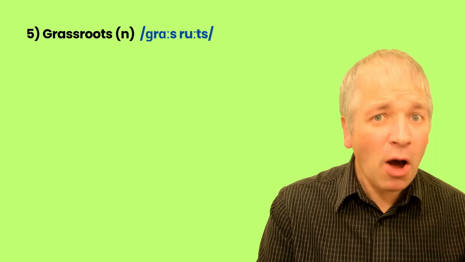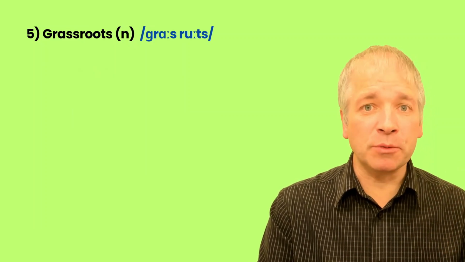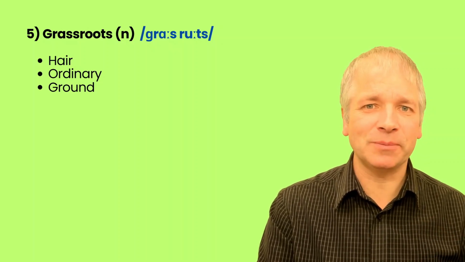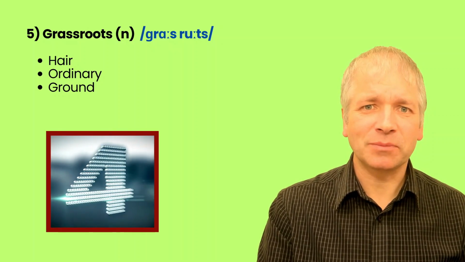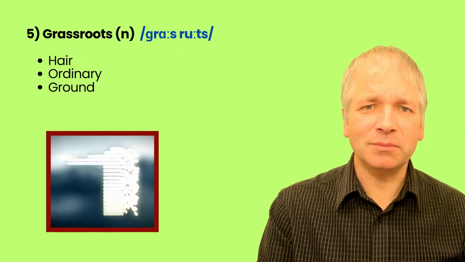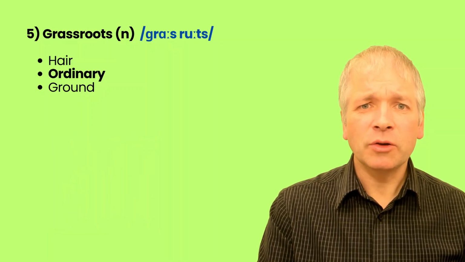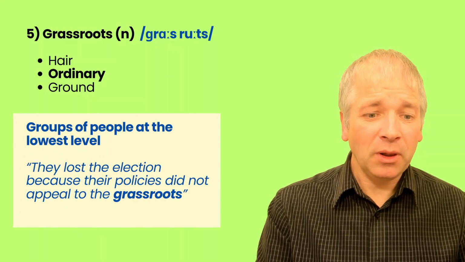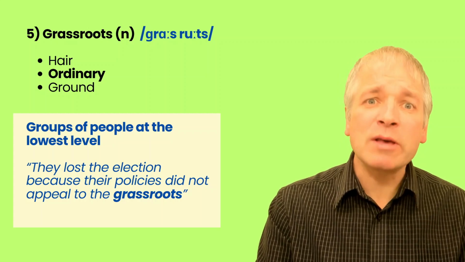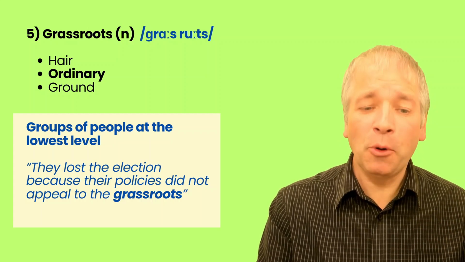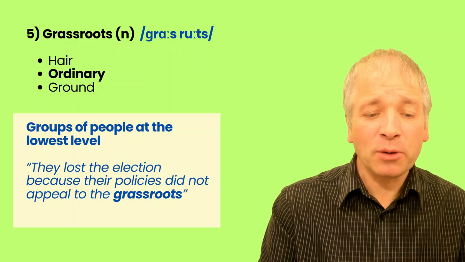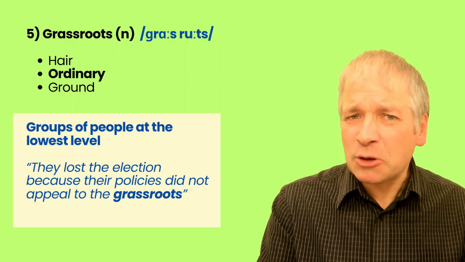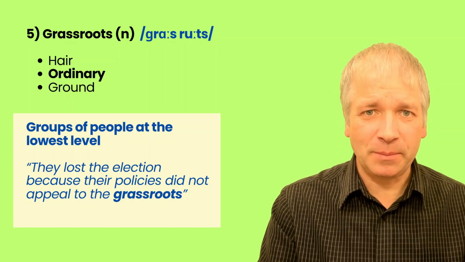And number 5, grassroots. Grassroots. Does this mean hair, ordinary, or ground? Grassroots means ordinary. Grassroots people are groups of people at the lowest level. For example, they lost the election because their policies did not appeal to the grassroots. In other words, their policies did not appeal to the ordinary voters.